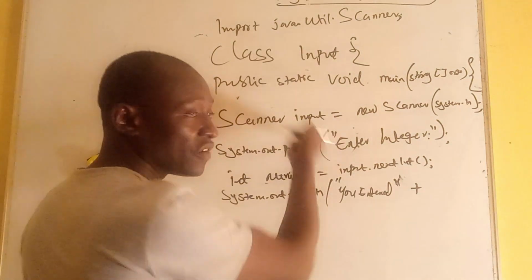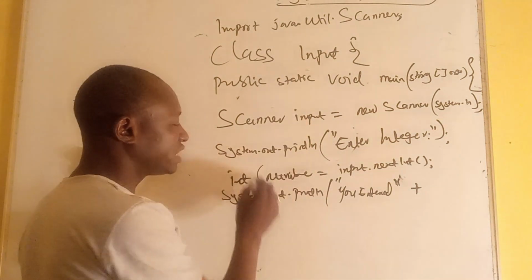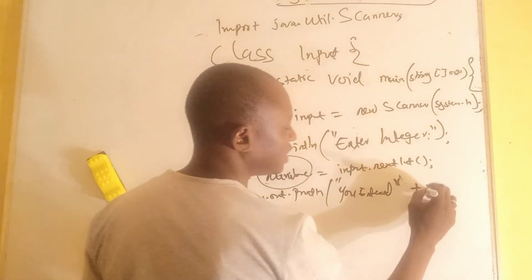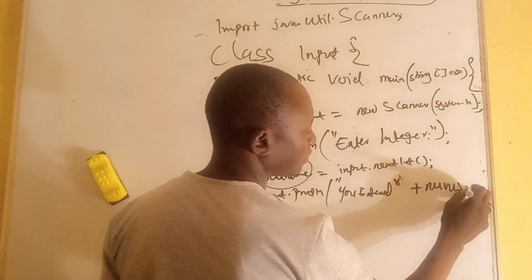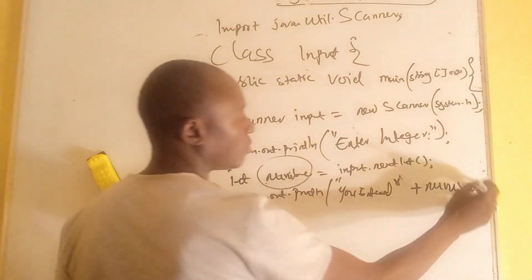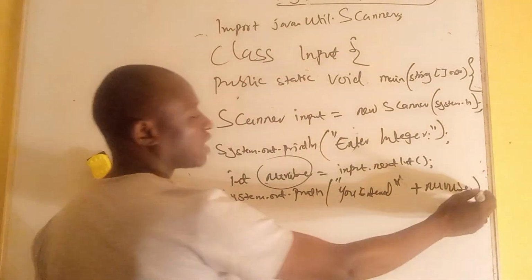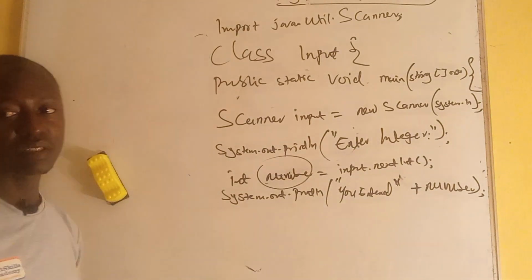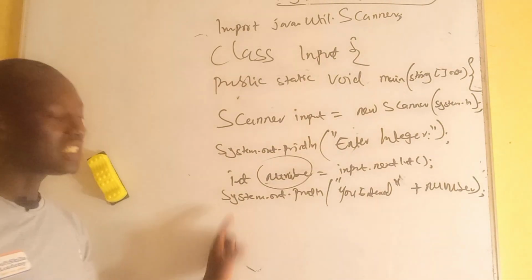with the variable. What is the name of the variable? This is the name of the variable. That is number, right? That is number. You now close that bracket, end your statement. Are we together? So with this is all.